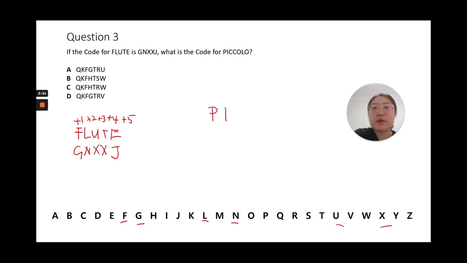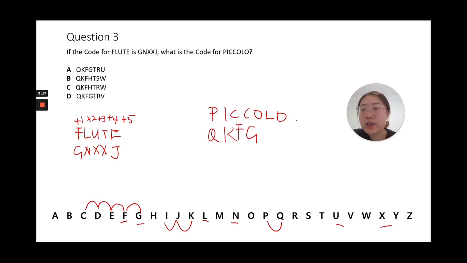P to Q is +1. I +2 is K. C, 1, 2, 3 is F. And then +4, 1, 2, 3, 4 is G. At this point, you can cross out B and C. And the next one we'll get T.